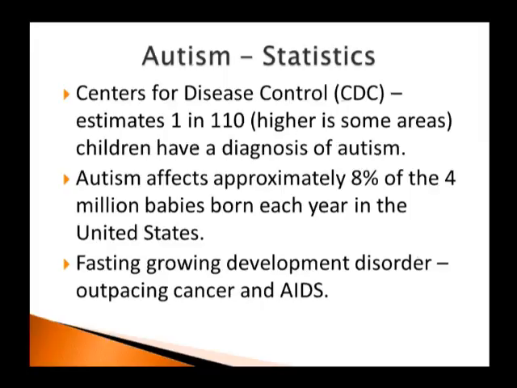So, autism. What are some of the current statistics? We know it's a big problem. The Centers for Disease Control estimates that about 1 in 110 children have a diagnosis of autism. Honestly, I think those rates are quite higher. This is more of an average across the U.S. There are certain areas within the United States that the rates are definitely higher. Autism affects approximately 8% of the 4 million babies born each year in the United States, so it's a huge, huge percentage. And this diagnosis is actually outpacing cancer and AIDS with respects to developmental disorders.